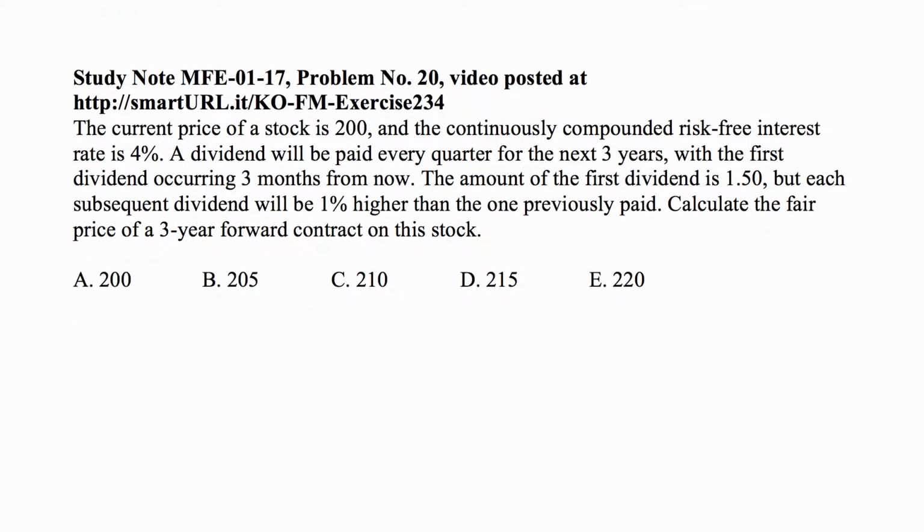Here's the problem for today. The current price of a stock is 200 and the continuously compounded risk-free interest rate is 4%. A dividend will be paid every quarter for the next 3 years, with the first dividend occurring 3 months from now. The amount of the first dividend is 1.50, but each subsequent dividend will be 1% higher than the one previously paid. Calculate the fair price of a 3-year forward contract on this stock.